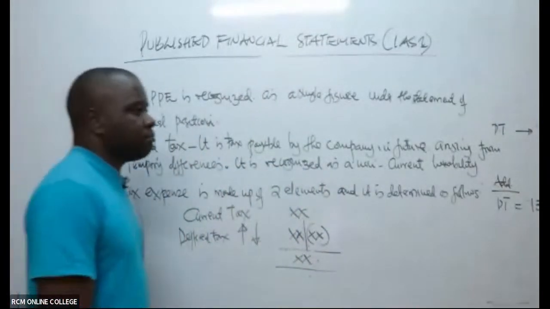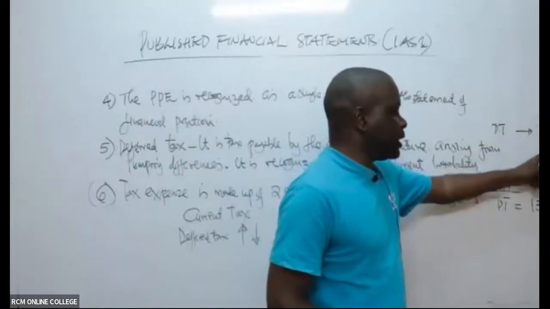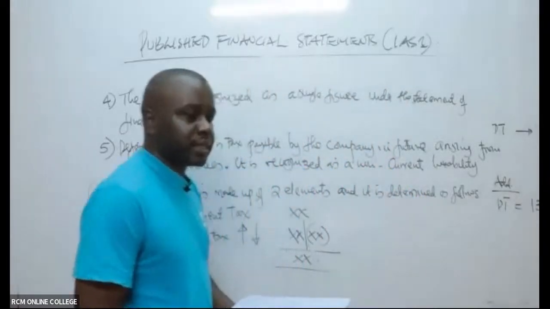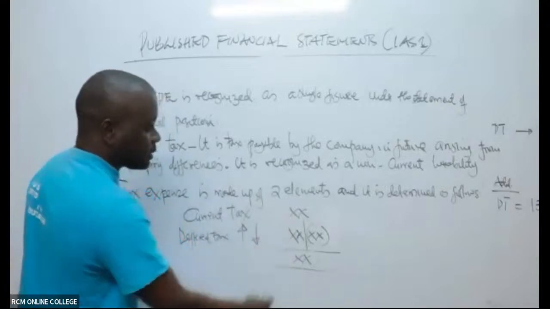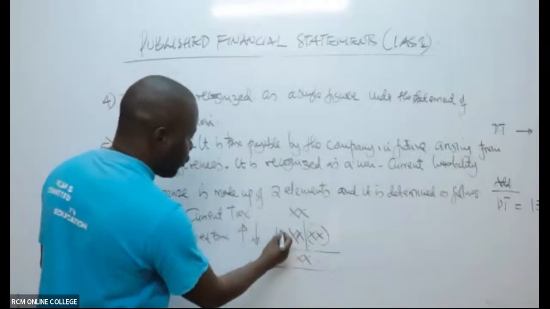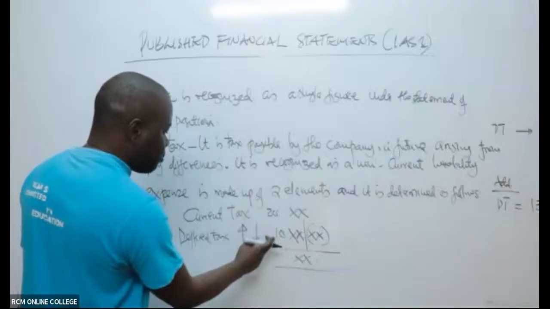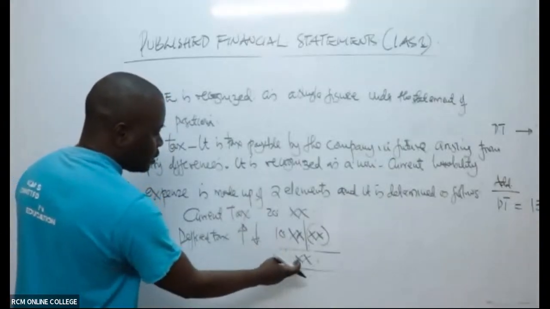So it means the opening balance for the deferred tax was 120. But during the year, there was an increment. They incurred more in terms of deferred tax, so it increases the tax expense. For that year, they incurred 10 million more. So if the current tax was 20 million here, they incurred more deferred tax, and therefore it increases the tax expense, so you add.